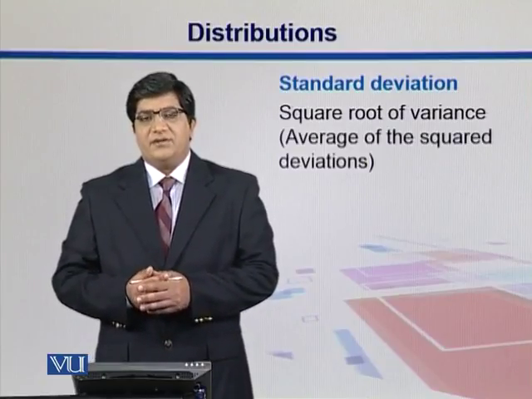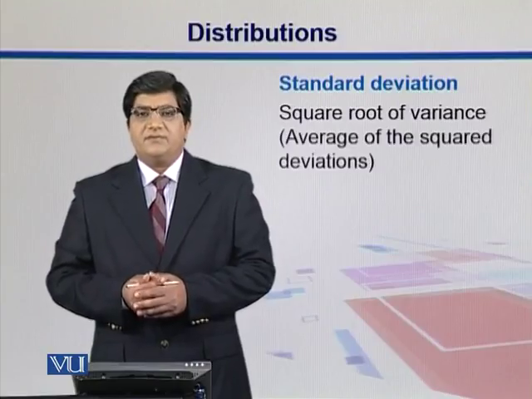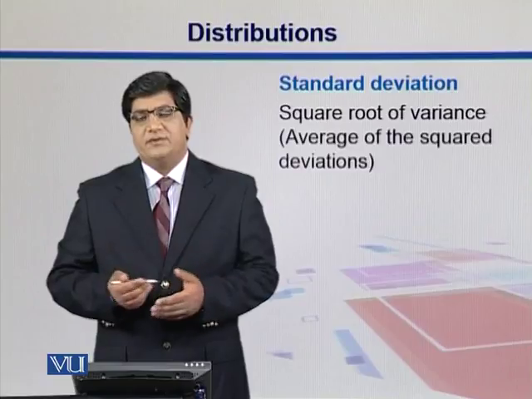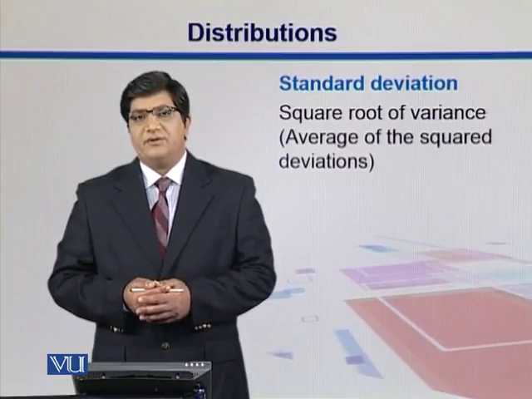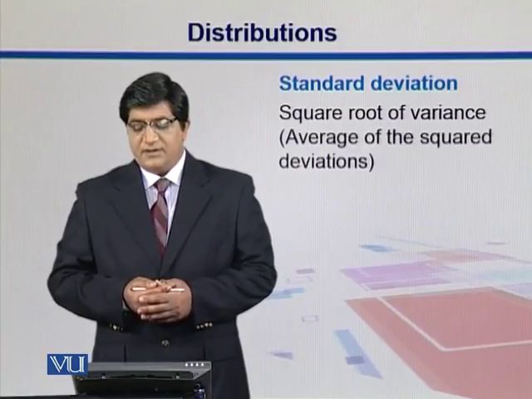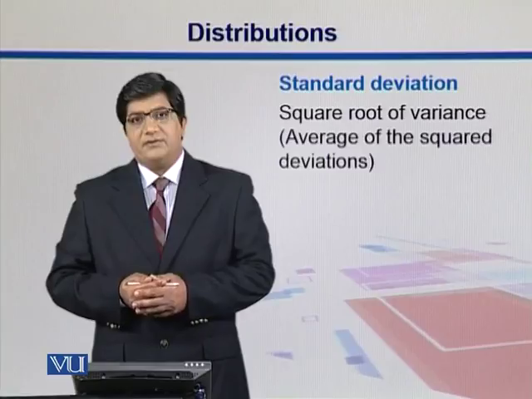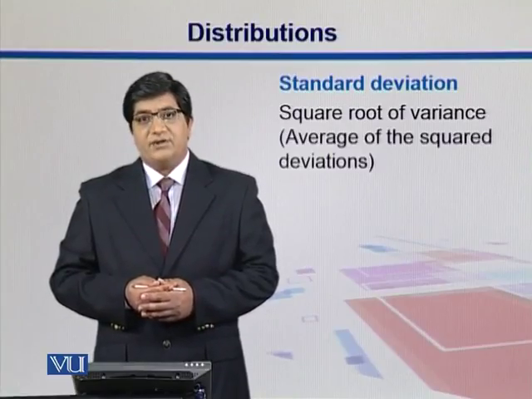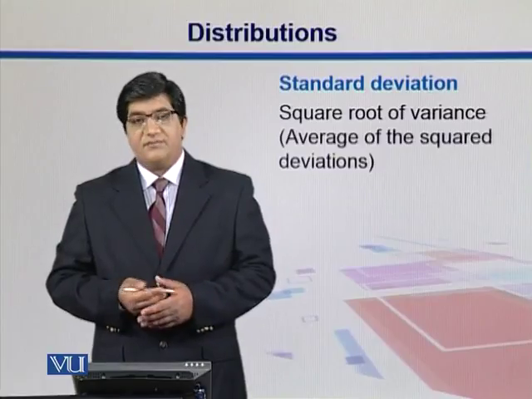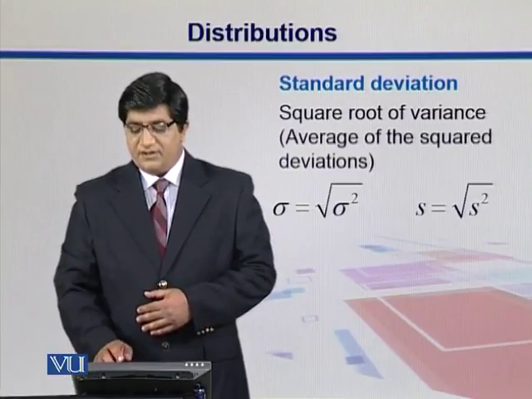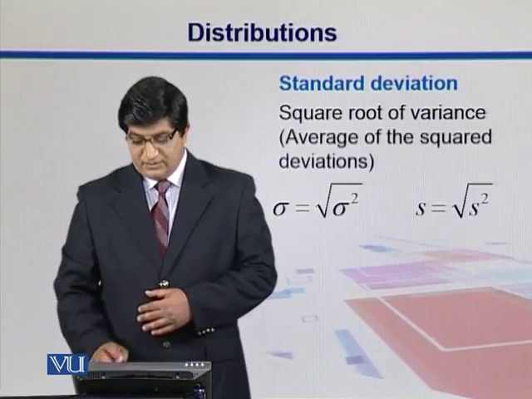So when we take the variance, it's a squared value. So we want to take this square out, so we introduce another parameter over here which we call standard deviation. Standard deviation is the square root of the variance. It's the average of squared deviation, which was actually the variance. So it is the square root of the average of the squared deviations. So we take the variance and we take the root, then we get the standard deviation.